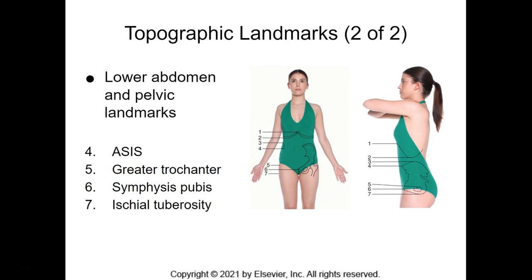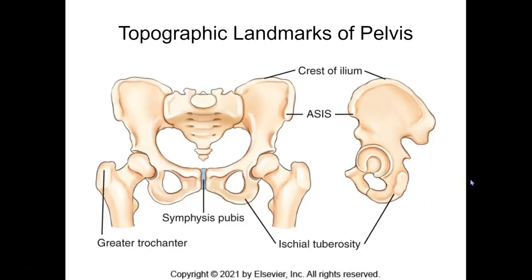Here is a list of the remaining topographic landmarks: ASIS, greater trochanter, symphysis pubis, and ischial tuberosity, and their locations are drawn on the model. I'd like to discuss these in further detail on the next slide. We just have a much nicer, bigger drawing here.